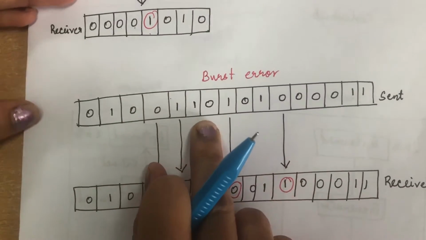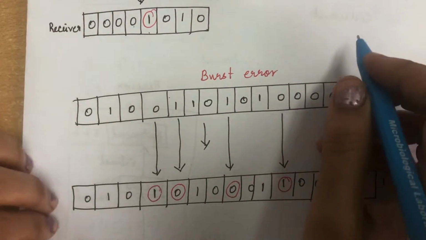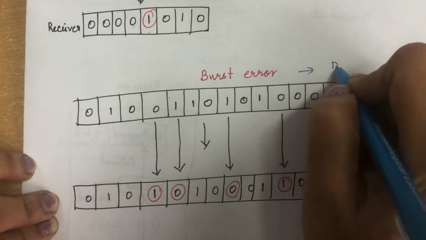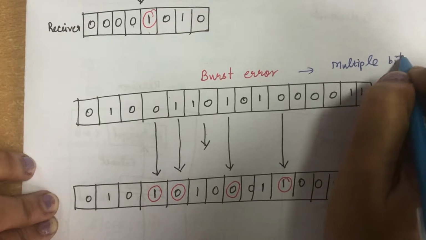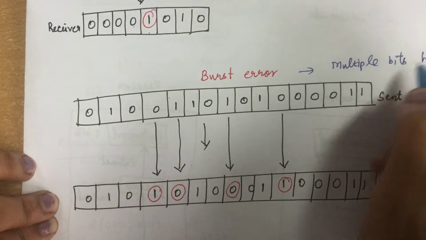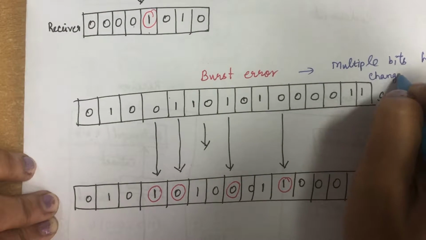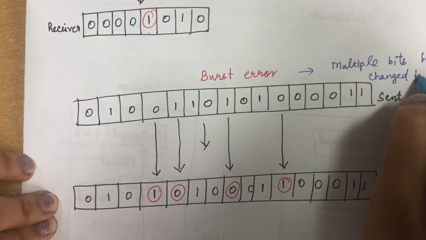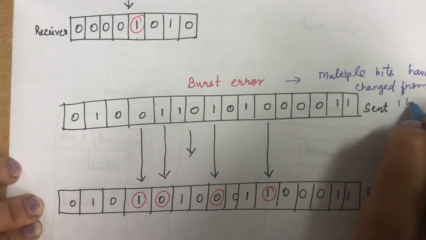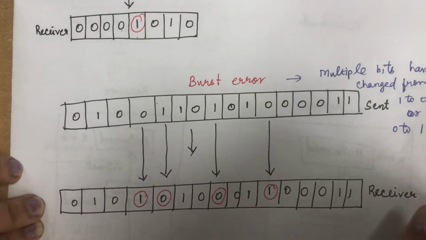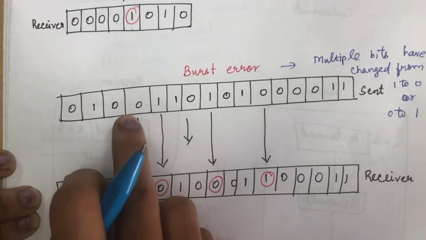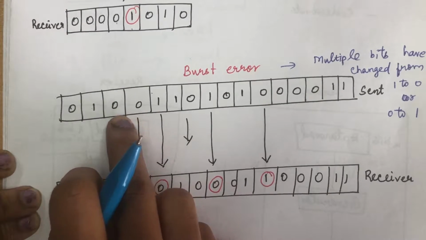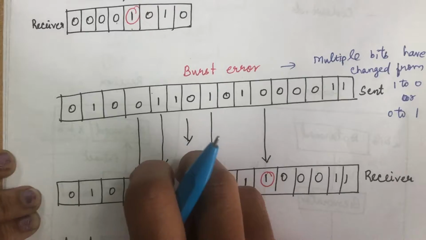Next one is burst error. Burst error means that multiple bits get changed from 1 to 0 or 0 to 1. It is called a burst error. Usually a burst error occurs because the duration of the noise signal is longer than the duration of one bit.